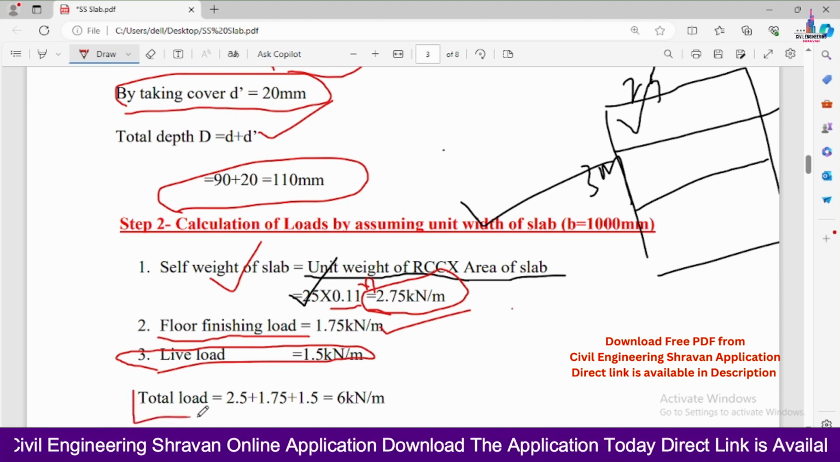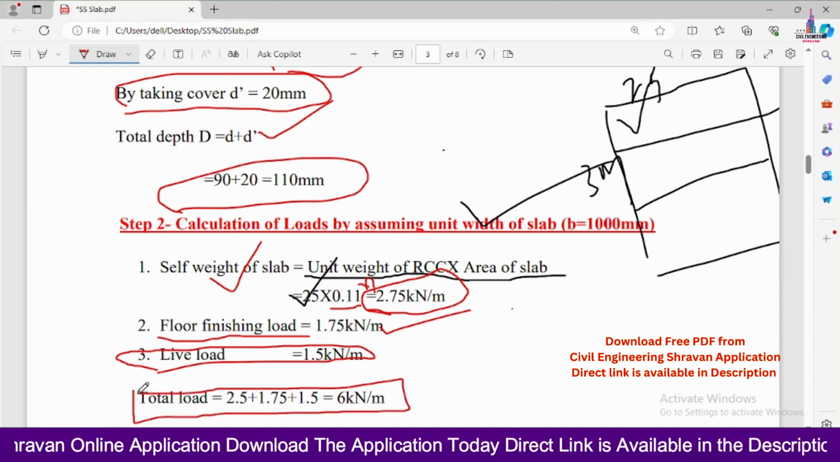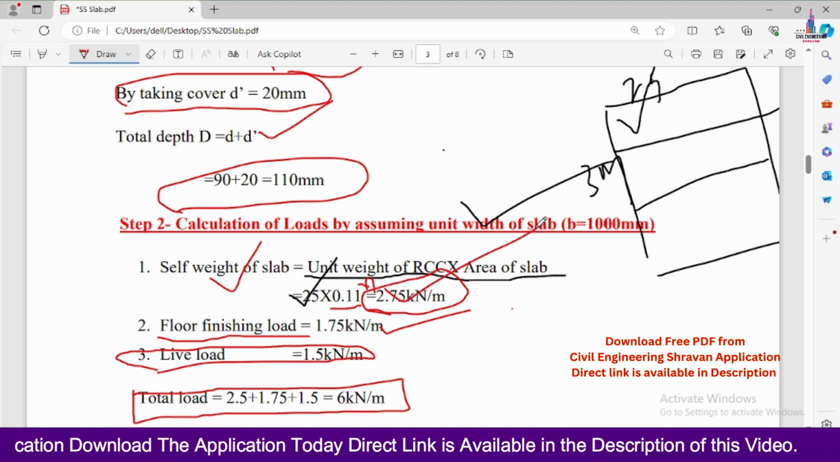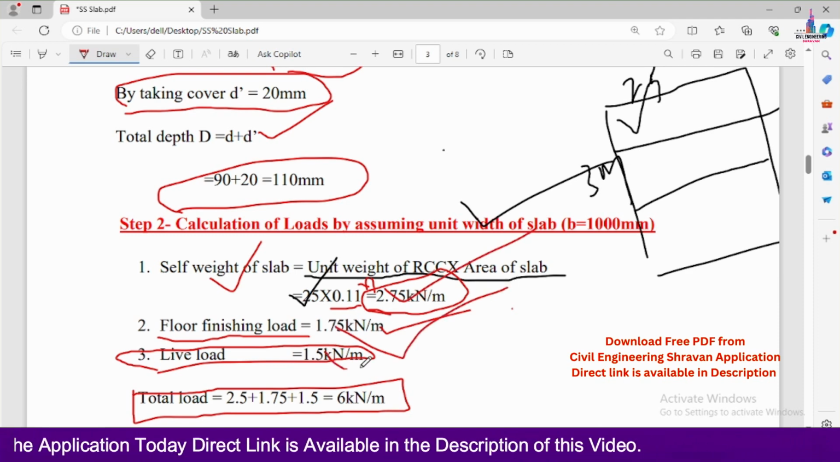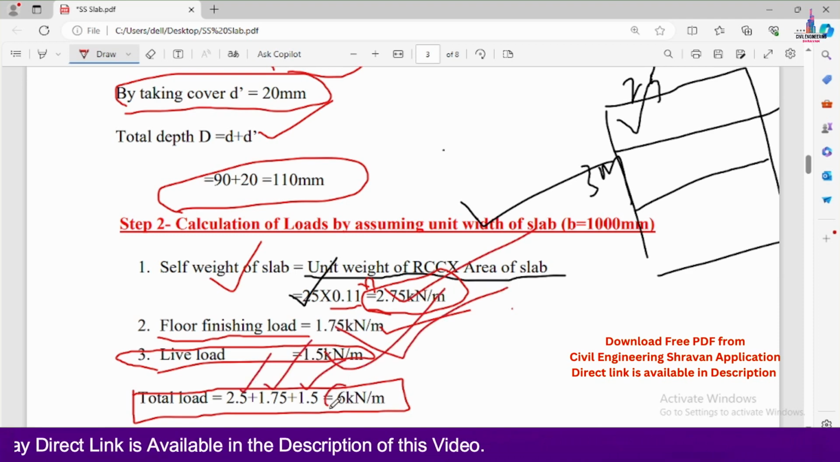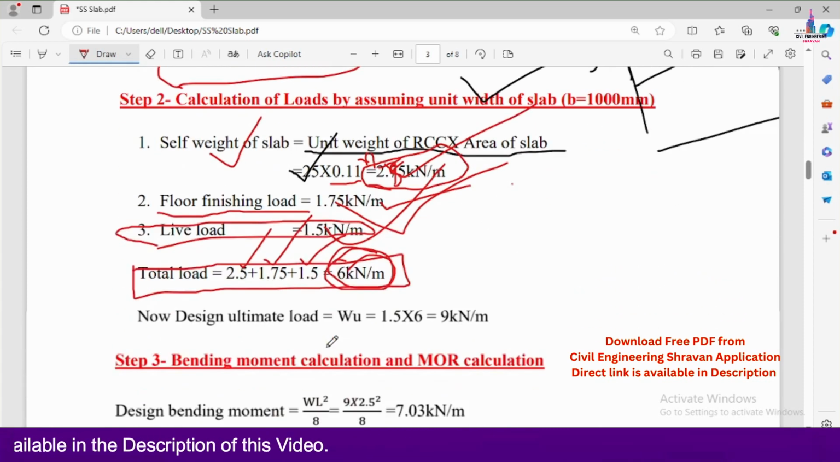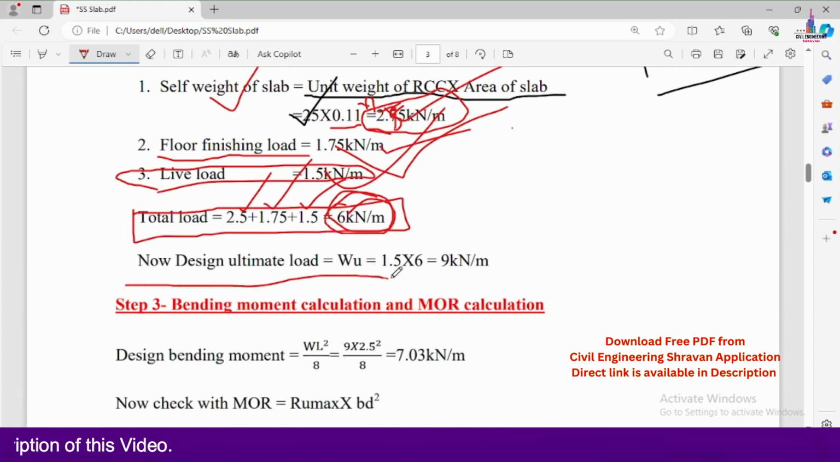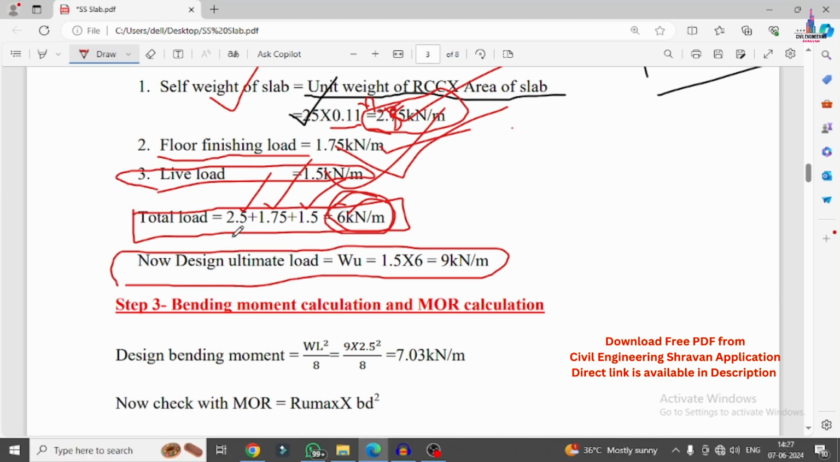Now after this we have to calculate the total load for this particular slab section, which is the summation of the self weight, floor finishing load and live load, which comes to 6 kilonewton per meter intensity. After this we have to calculate the ultimate load, which is the design load. We multiply the 6 kilonewton per meter with the 1.5 factor, so that we get 9 kilonewton per meter intensity. This is the ultimate load value.